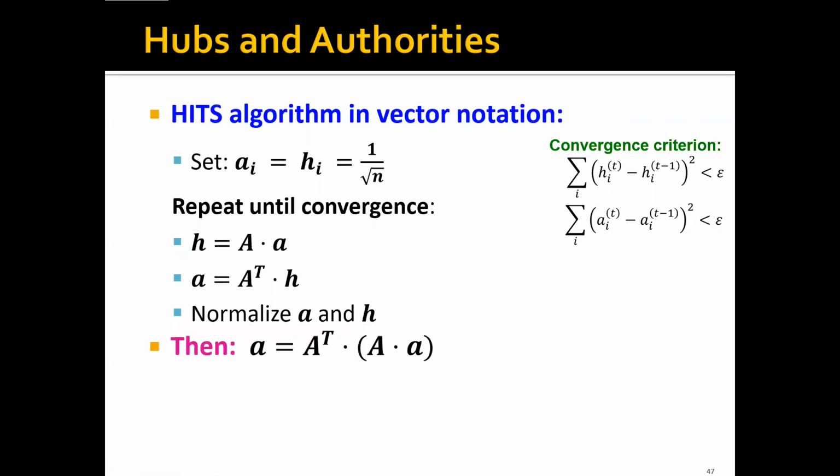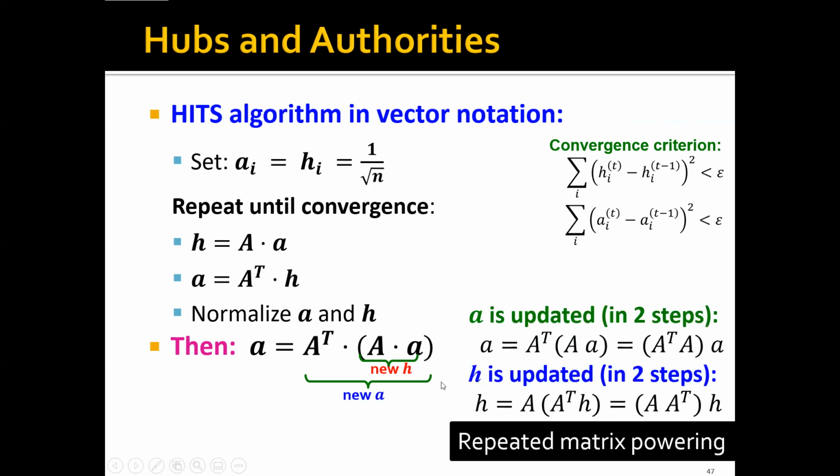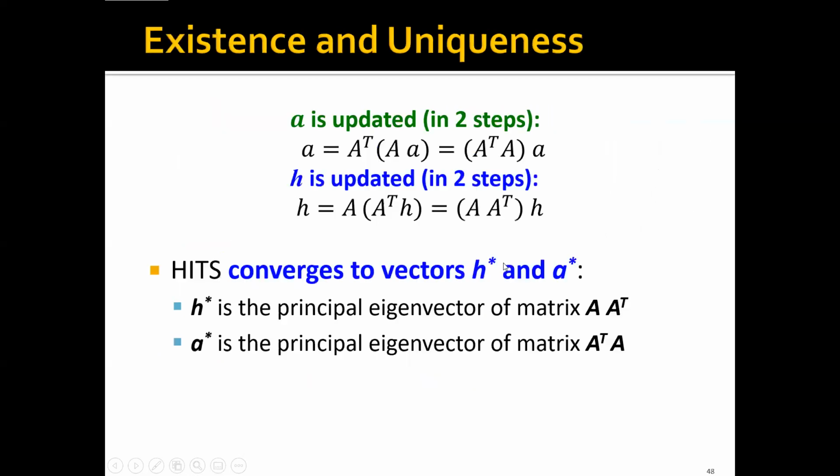Here, interestingly, we can see that this new A can actually be represented as A transpose times A times small a. Why? This is because this capital A times A is actually the new H, and when it's multiplied by capital A transpose, we get the new A. And similarly, we can see that this new H can be computed as A times A transpose times H. And this is already very similar to power iteration, right?